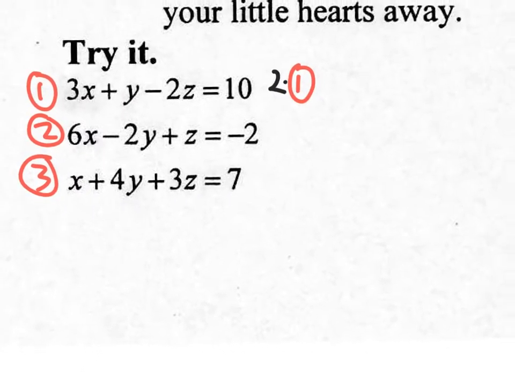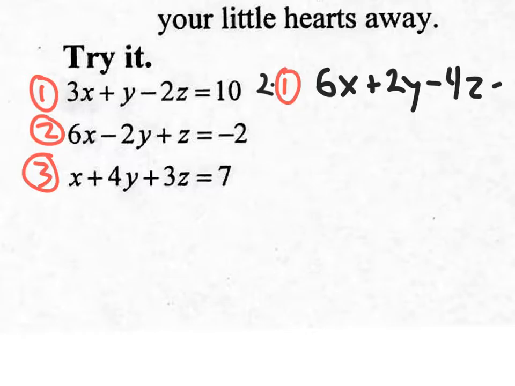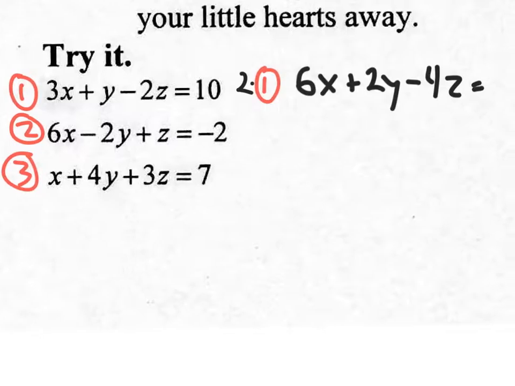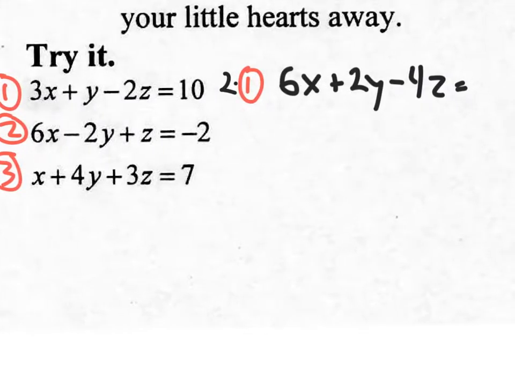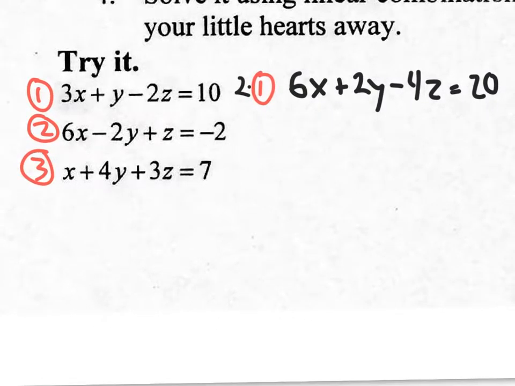So I'm going to take equation number 1 and multiply it by 2, and that's going to be 6x plus 2y minus 4z equals, I ran out of space, let me move it over, equals 20. Ladies and gentlemen, that is our modified equation. And now, why did we multiply number 1 by 2? To make the y's cancel out with the second one.